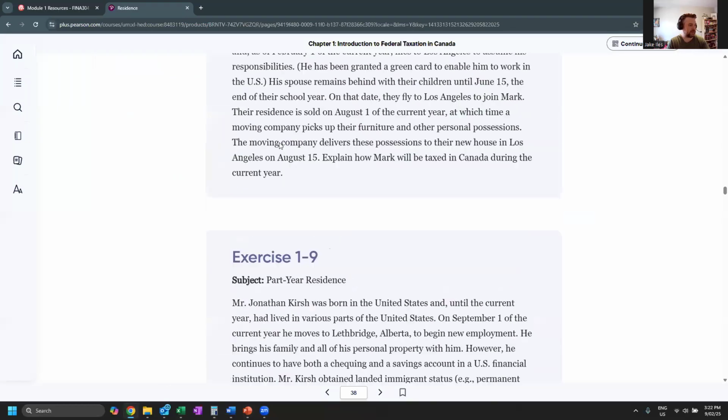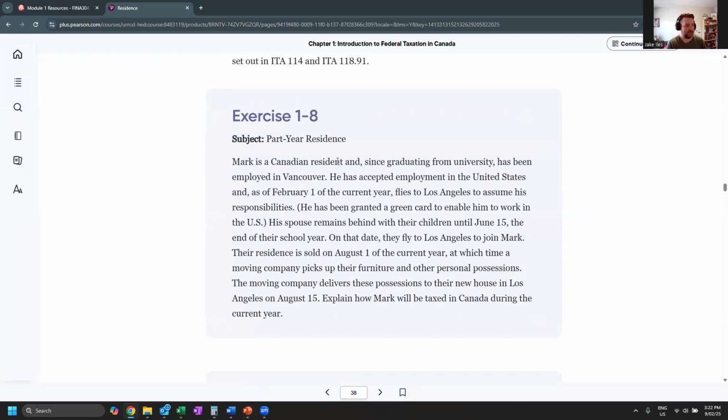So we have two exercises for part year residents. Mark is a Canadian resident, graduated from university, was employed in Vancouver, accepted employment in the United States, and as of February 1st of the current year, flies to Los Angeles to assume his responsibilities. His spouse remains behind with their children until June 15th, the end of the school year. On that date, they fly to Los Angeles to join Mark. Their residence is sold on August 1st of the current year, at which time a moving company picks up their possessions and the moving company delivers it on August 15th. When do we consider his residency to be broken?